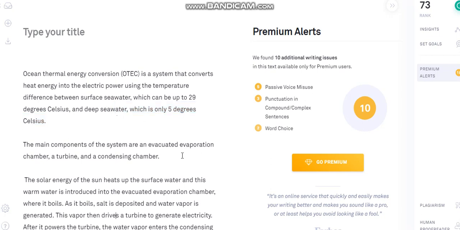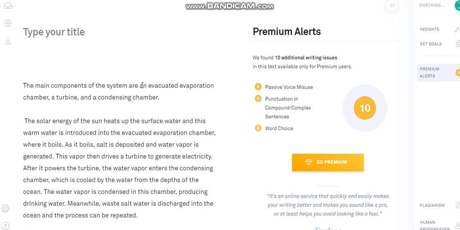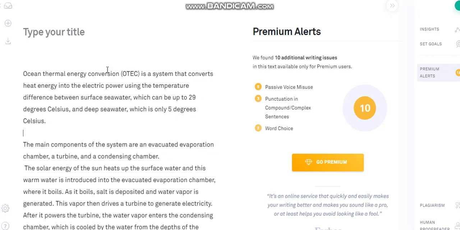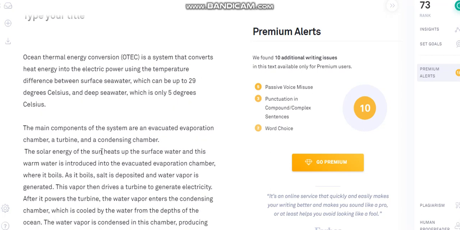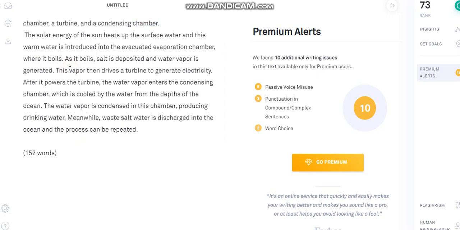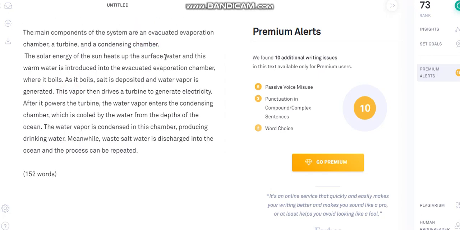The main components of the system are, so that sentence is unnecessarily long, and if I delete that, let's see, it is worse. Oh, why? Okay, the mistake. Okay, let's keep. The main components of the system are an evacuated evaporation chamber, a turbine, and a condensing chamber. Okay, we can change that. Okay, seems the problem is in that essay according to that app.